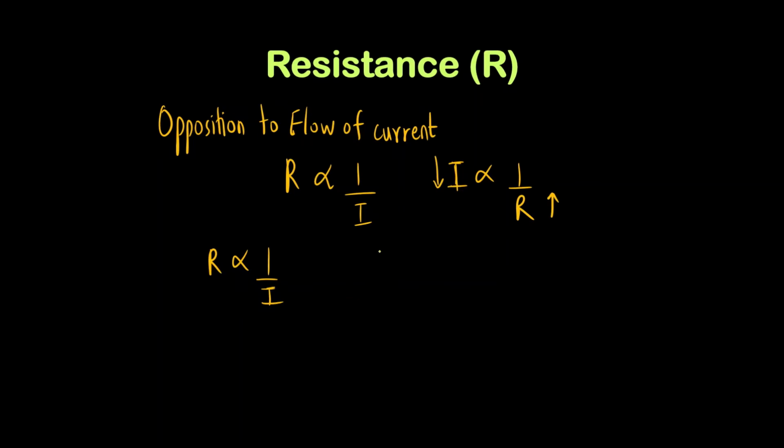So what is the unit of resistance? The unit of resistance is called ohm, and it is denoted by this symbol. This is the symbol of ohm. So the unit of resistance is ohm, and the symbol is like this.